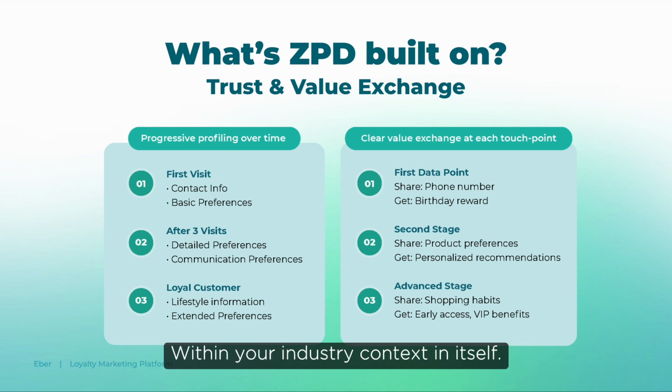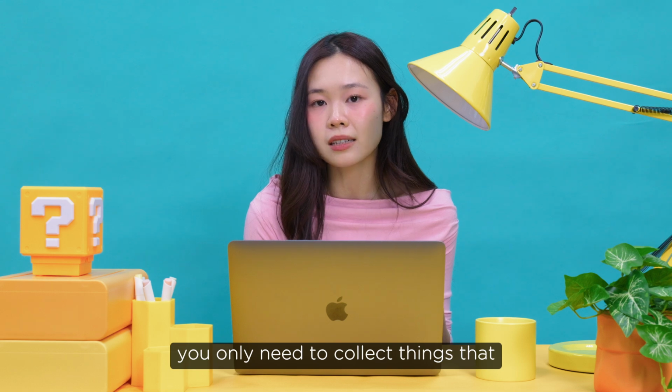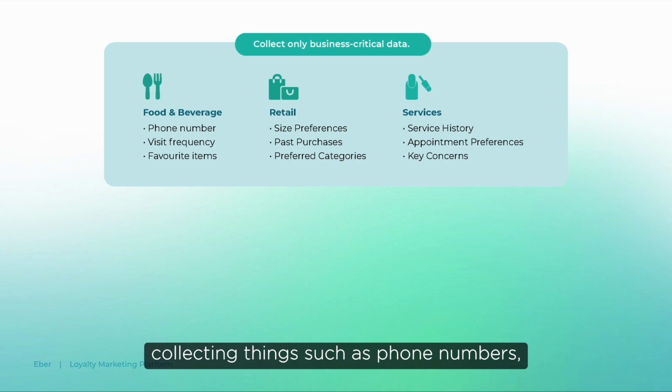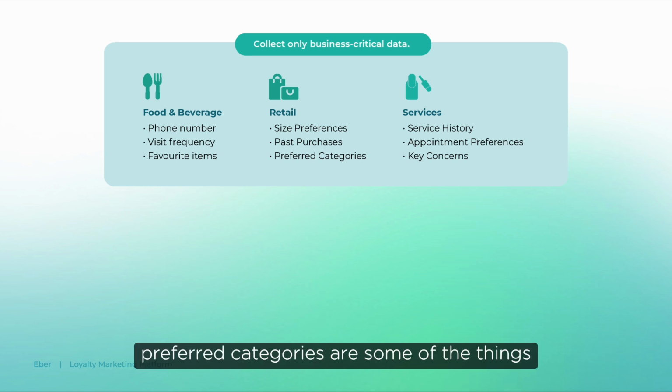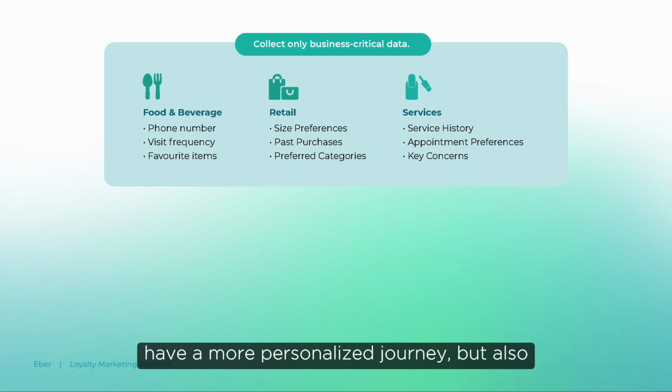This helps you have a constant momentum of building trust and value exchange while your customers are going through your member program. Within your industry context itself, collecting ZPD is easy because you only need to collect things that are relevant to your industry. So for example, if you're in F&B, collecting things such as phone numbers, visit frequencies, as well as their favorite menu items are some of the things that you can look into. If you're in retail, things such as size preferences, past purchases, color preferences, or preferred categories are some of the things that you can look into as well. And if you're within the service industry, you can look at their service history, appointment preferences, and key concerns to help them have a more personalized journey, but also help you scale your offerings to them.